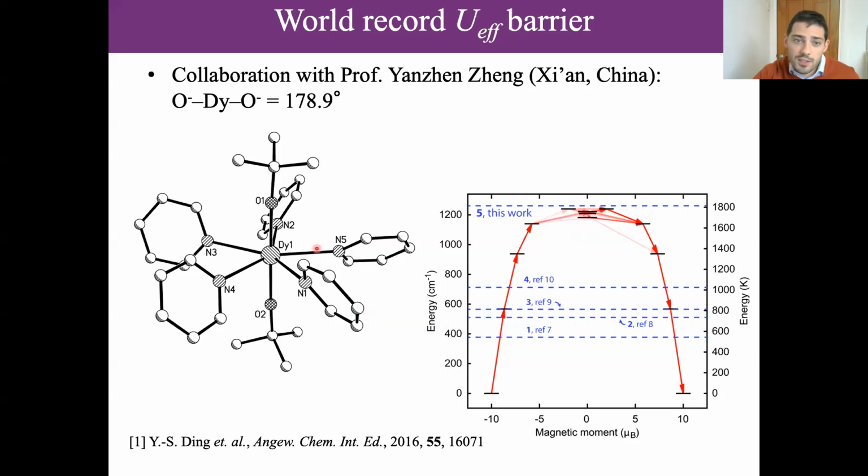And this is a complex from the group of Yan Zheng in Xi'an. And what you have is clearly not a 2-coordinate complex. What you have is two negative alkoxides. These are tertiary butoxides above and below the dysprosium. So these are formally charged. And in the equatorial plane, you have neutral pyridine ligands. So electrostatically, this looks like it's a sort of 2-coordinate complex.